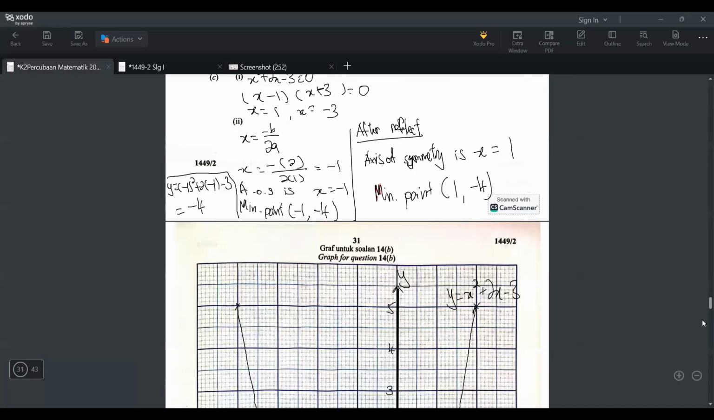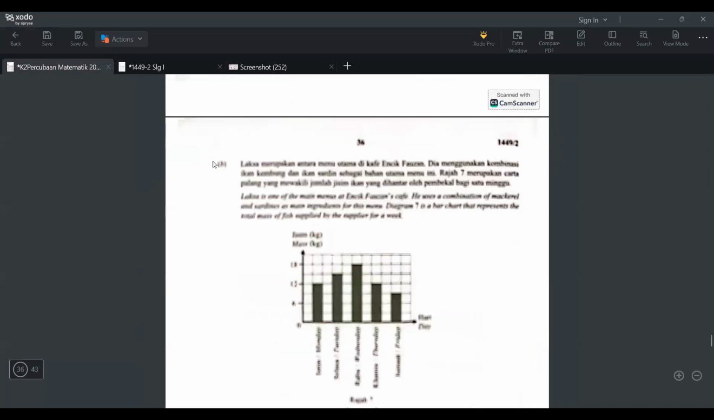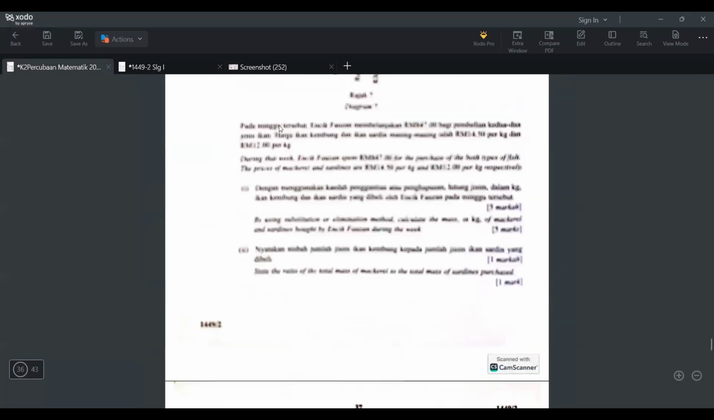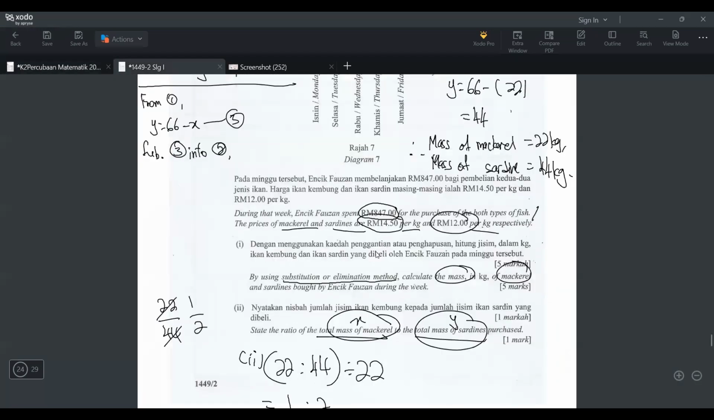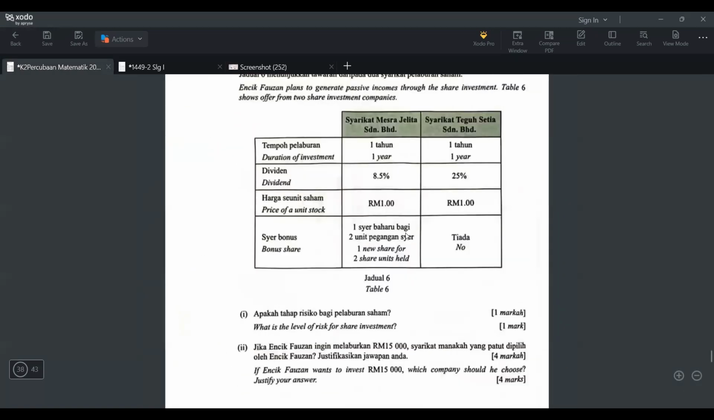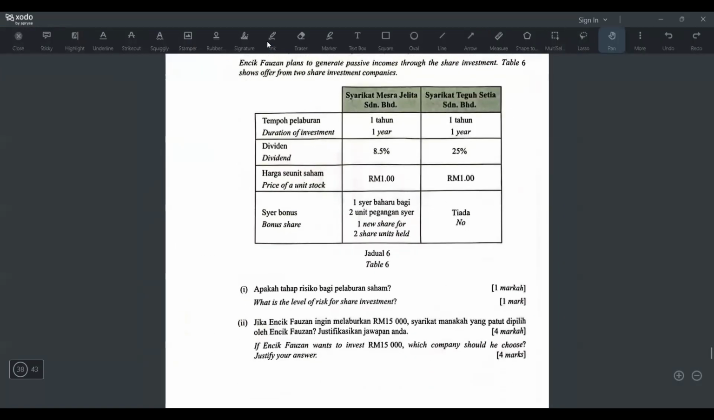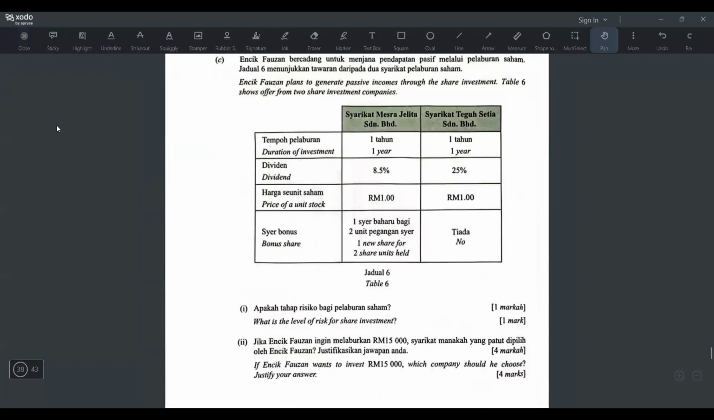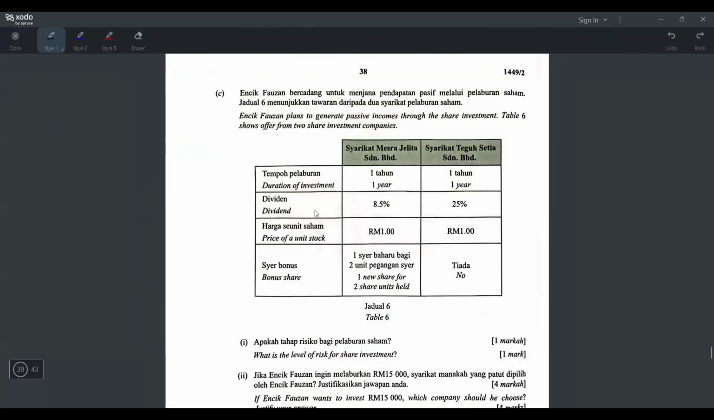Okay, let me scroll down. This one just now, the B question, I already explained it. This one is very blurred. That's why I explained using another copy. So now done already. Now is part C. Okay, let's do part C now. Encik Fauzan plans to generate passive income through share investment. Table 6 shows offers from 2 share investment companies.